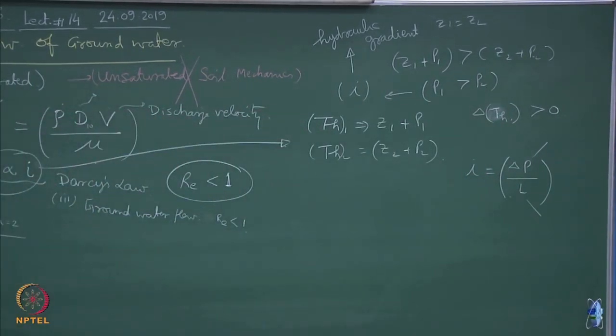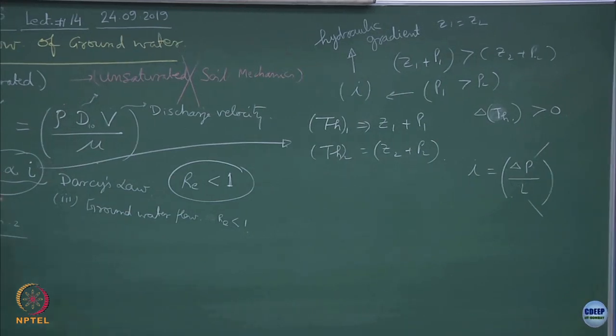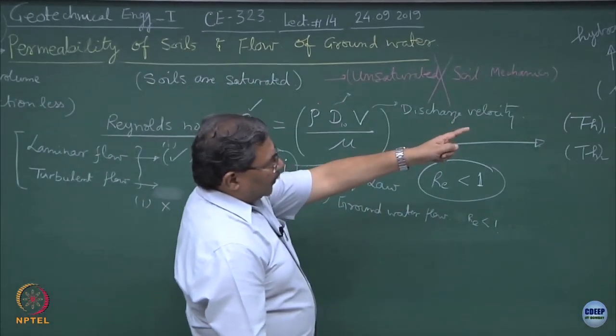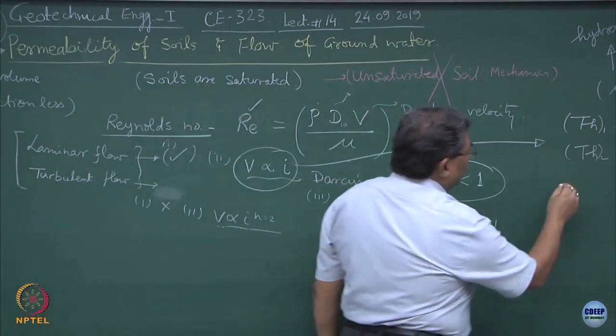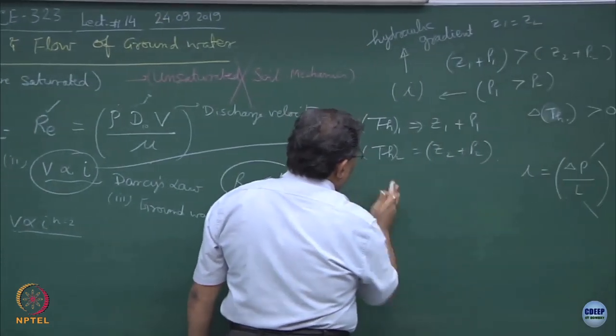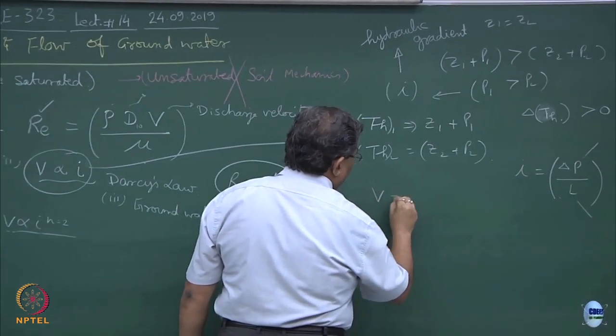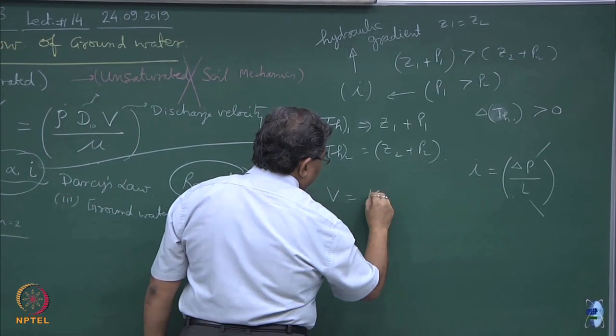Now your question is why it is not negative, okay. So what we have understood until now is the discharge is going to be equal to, no, not discharge, let us say V is equal to K into I.